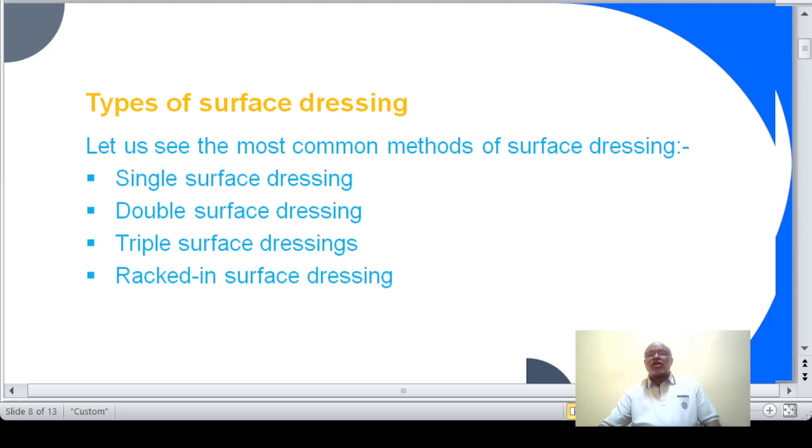The last one is racked-in surface dressing. This system is recommended for use where traffic is particularly heavy or fast. A heavy single application of binder is made and a layer of large chippings is spread to give approximately 90% coverage. This is followed immediately by application of smaller chippings which should lock in the larger aggregate and form a stable mosaic.